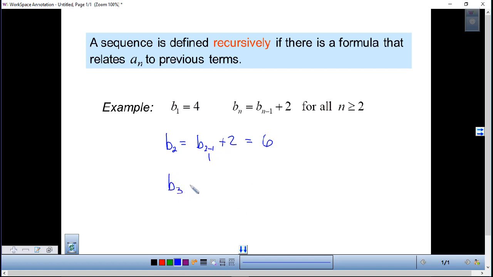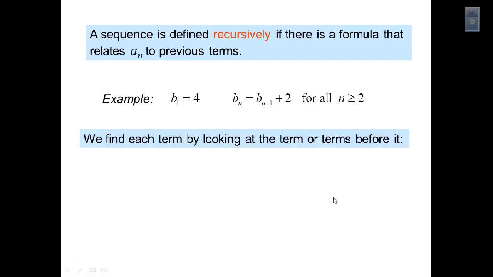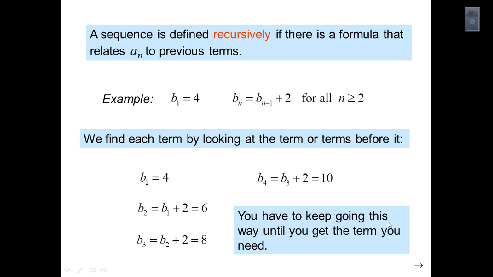And then for B sub 3, we end up with B sub 3 minus 1 plus 2, just this equation again, and 3 minus 1 is 2. B sub 2 we found to be 6, and 6 plus 2 gives you 8. That is what a recursive formula does. The value for the term we're working on is dependent on previous terms. It doesn't have to necessarily be the one just before it. And you have to keep going this way until you get the term you need. It's not just a plug it in and find out what it is, because it's based on previous terms.